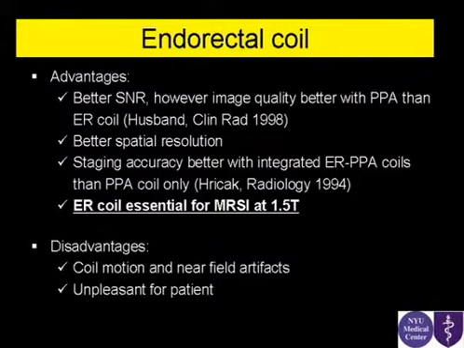It has, of course, disadvantages. It's not pleasant for the patient, and sometimes also for the person inserting the coil. You can also get some motion and near-field artifacts because of the inhomogeneities between the air and the soft tissue. Some people have been using fluid or water with some success. I don't use water because it makes it a little bit heavier, but you can try that if you want.